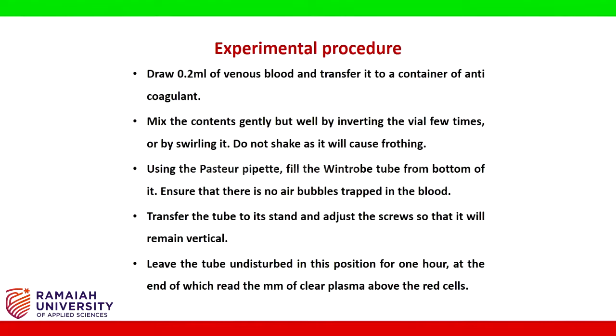Use the Pasteur pipette. Fill the Winthrop tube from the bottom of it. Ensure that there are no air bubbles trapped in the blood. Transfer the tube to its stand and adjust the screws so that it will remain vertical. Leave the tube undisturbed in this position for 1 hour, at the end of which read the millimeter of clear plasma formed above the red cells.